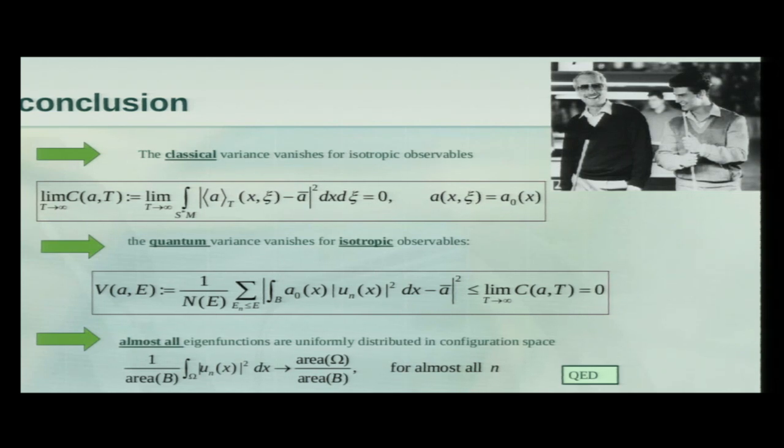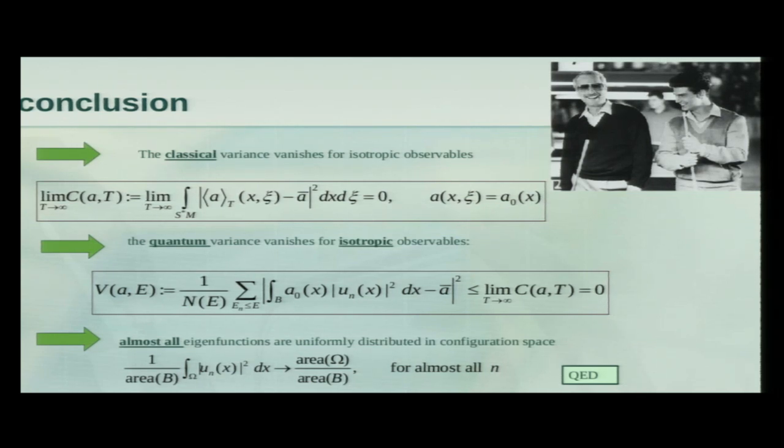We show that the classical average for isotropic observables is zero, and the classical variance is an upper bound for the quantum variance, and if that is zero, then the quantum variance is zero. Therefore, almost all eigenfunctions are uniformly distributed in configuration space. Okay, so again, this is a very simple deduction. You just need to cite a few things and know the proof. It's not a big deal.